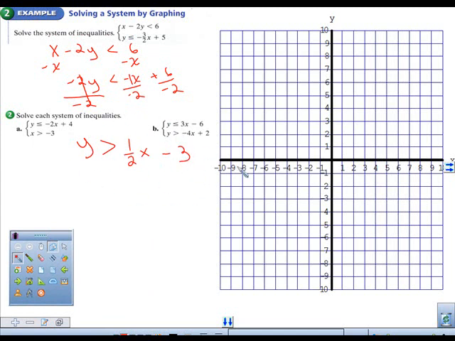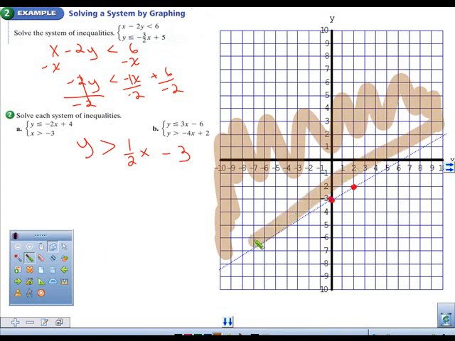So everyone remembers how to graph a line. Start at negative 3 on the y-intercept. We're going to go up 1 over 2 because that's our slope. Alright, what type of line would it be? It's going to be a dotted line. Okay, so dotted. And then we will shade above the line, because it's greater than.